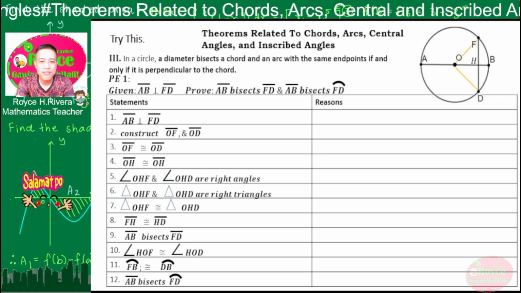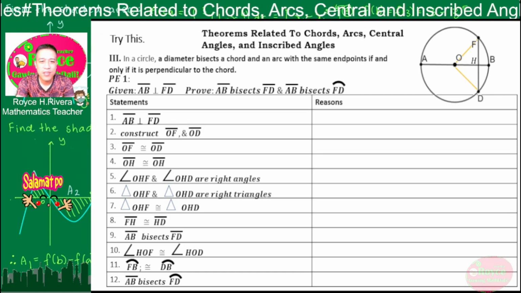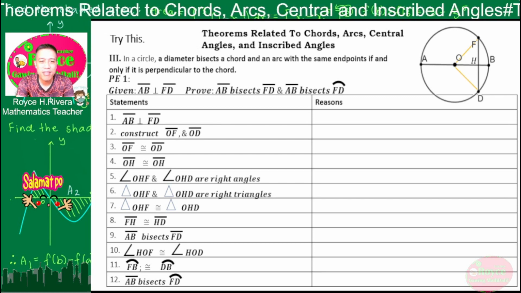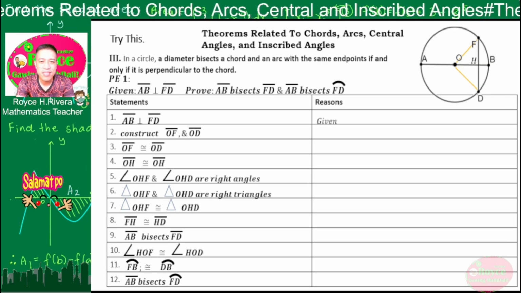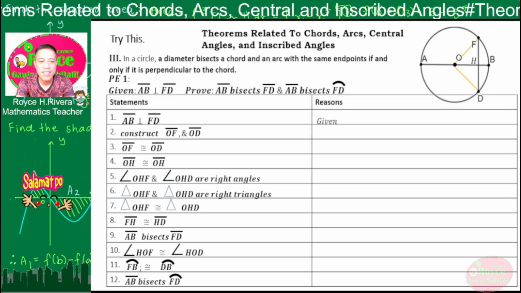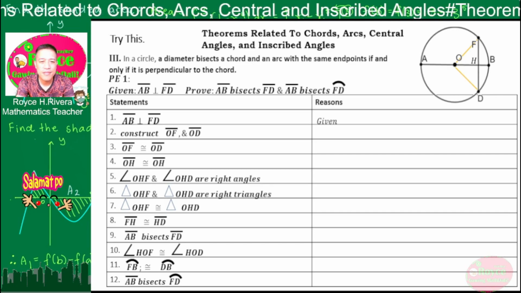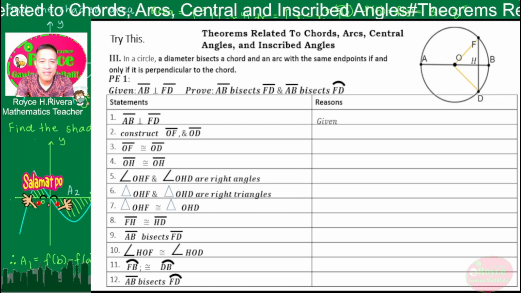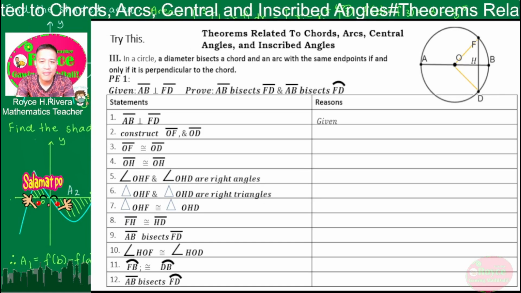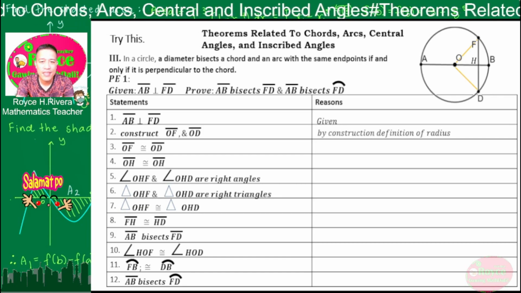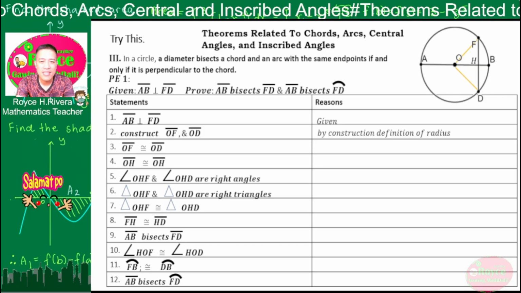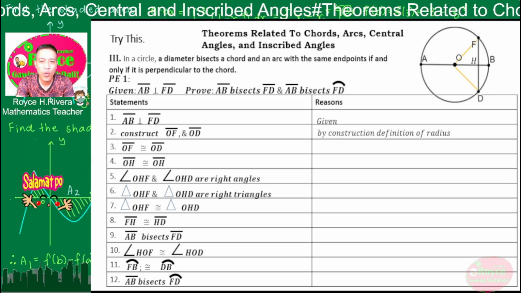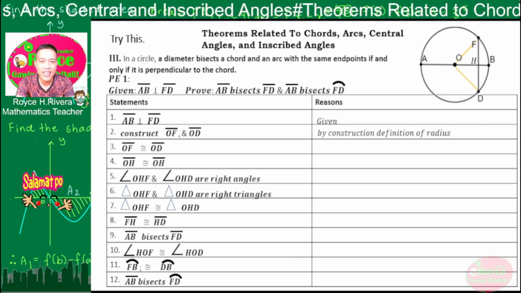Statement number 1. Diameter AB is perpendicular to chord FD. Reason, it is given. Statement number 2. Construct segment OF and segment OD. By construction, definition of radius to form triangle OHF and triangle OHD.